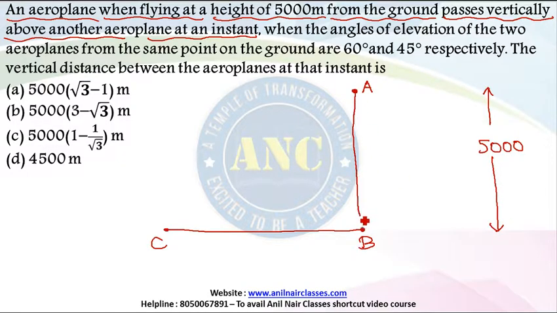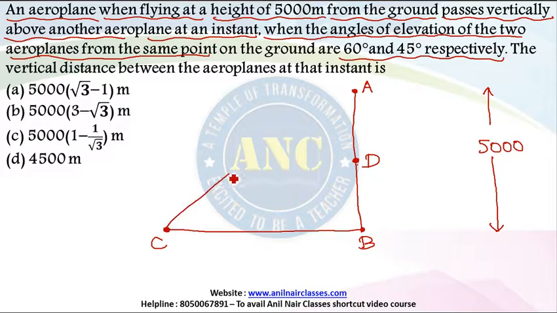Right? Now, this first aeroplane which I wrote A passes vertically above another aeroplane. There is another aeroplane here. This first aeroplane will pass vertically like this, above another aeroplane. There is another aeroplane at a point called D. At some particular instant, these two aeroplanes are vertically above each other. When the angles of elevation of the two aeroplanes from the same point on the ground, a point called C, are 60 degrees and 45 degrees respectively.